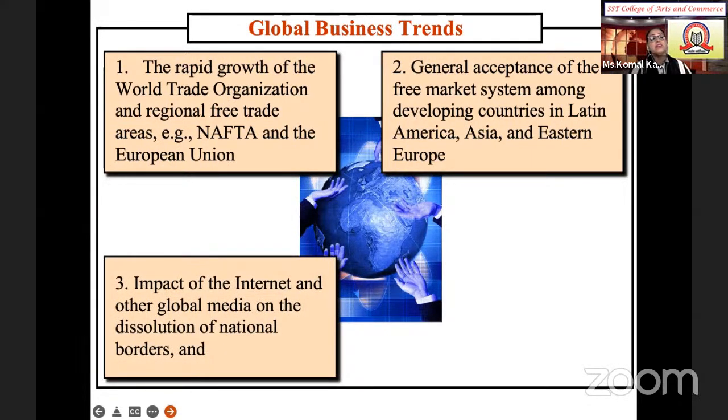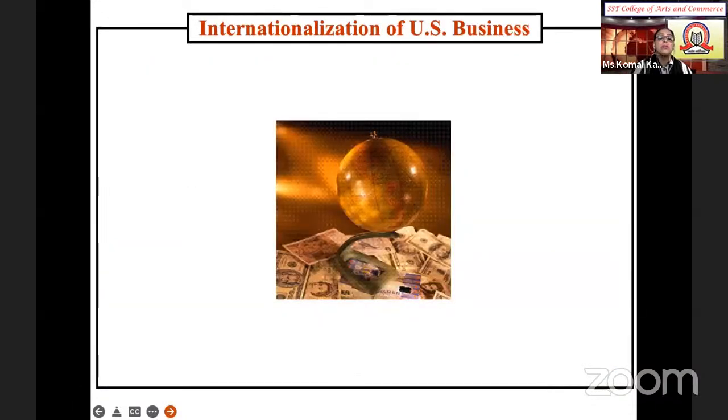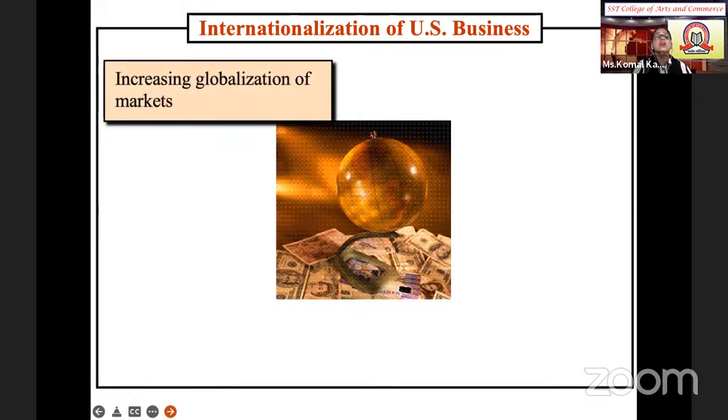We all are impacted daily with the effect of the availability of internet, its speed and its wide uses, and other global media on the dissolution of national borders. National borders have dissolved because of the availability of internet and the working of it. Managing global environmental resources. These days, companies are not only thinking on the lines of MNCs, that is multinational corporations. They are moving on the lines of transnational corporations by making use of available resources in different countries. They compile their resources and move on the trading agreements.